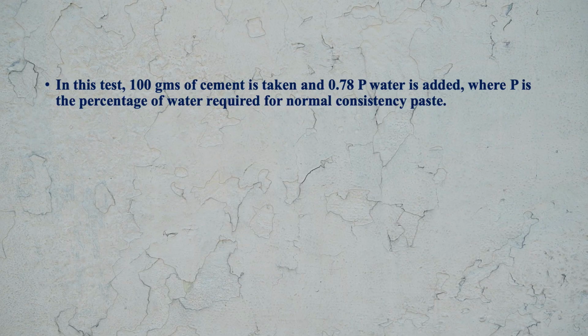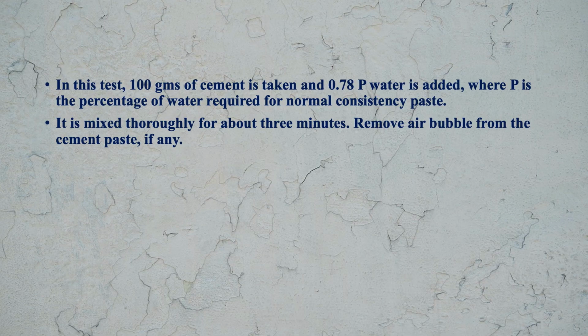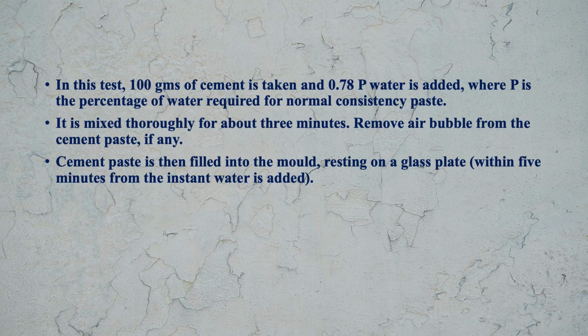Now what we do in this test, we take 100 gram of cement and 0.78 times P water is added, where P is the percentage of water required for normal consistency paste. Now it is mixed thoroughly for about 3 minutes. Remove air bubbles from the cement paste if there are any. Now the cement paste is filled into the mold resting on the glass plate. This should be filled within 5 minutes from the instant of water added to the cement.